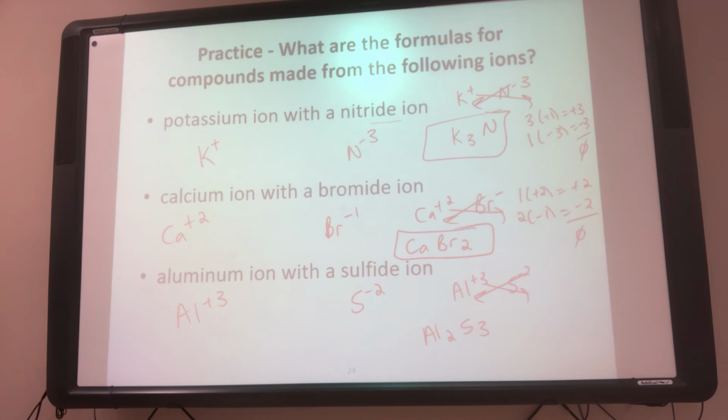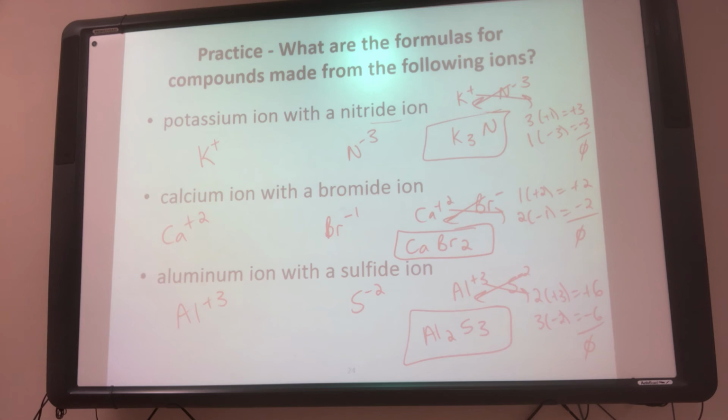No, there's no common denominator between 2 and 3. So I do my check. I have 2 Als at a +3, which gives me a +6. I have 3 sulfurs at a -2, which gives me a -6. So that adds up to being neutral, they cancel.